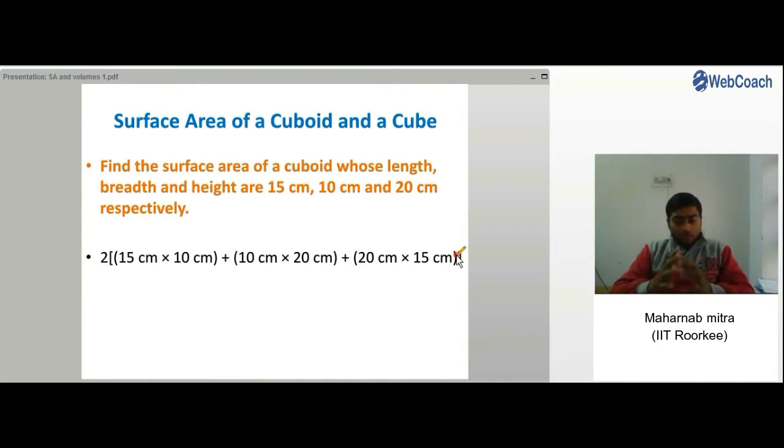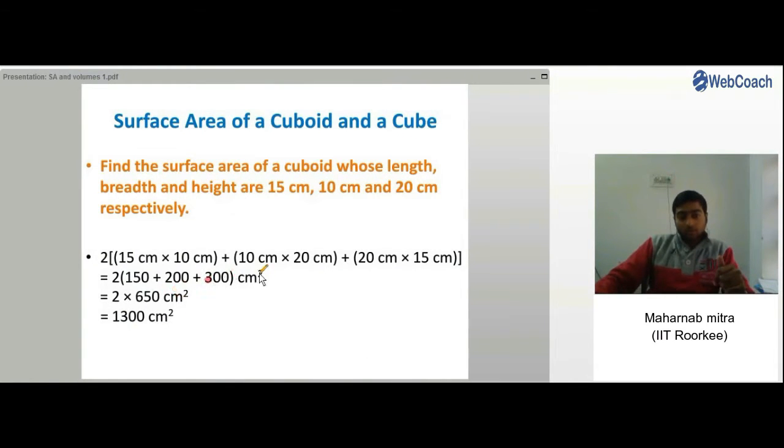So you can see after multiplying two terms at a time, we don't have any more terms left to be multiplied. And now what we do? We add them all up and then multiply it with 2. This gives us the total surface area of a cuboid.